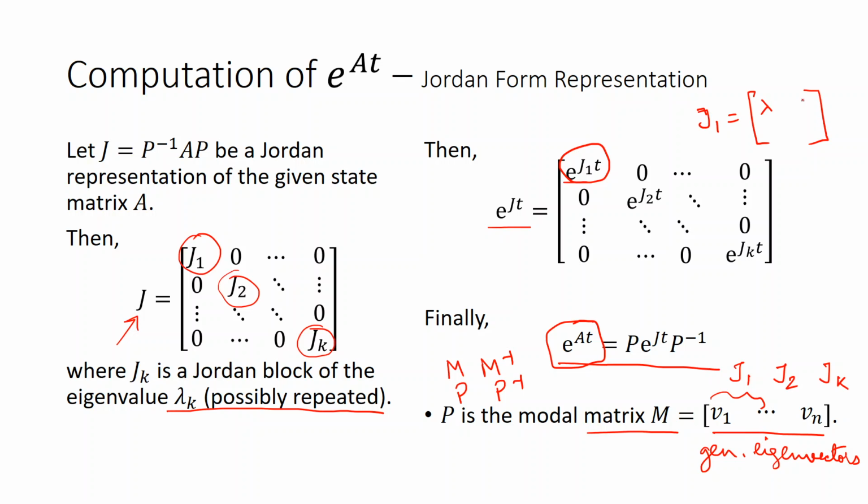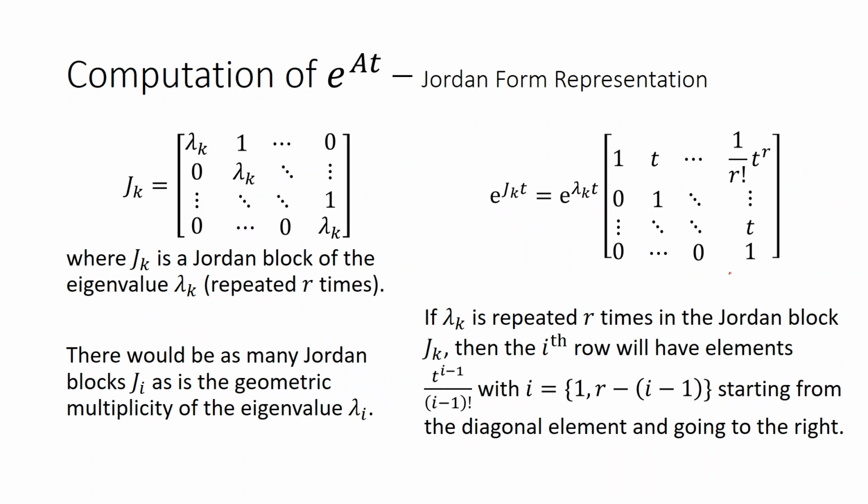So suppose we have lambda, it is like this. Suppose it is a block of size 2, if it is a block of size 3, then it is like this, and it can be larger. So what is basically then e to the power of J1 t, and as a matter of fact any Jk t. So let us see. If you have a block Jk where we have so many repetitions, suppose the eigenvalue lambda k is repeated r times. Okay, so this is an r cross r block.